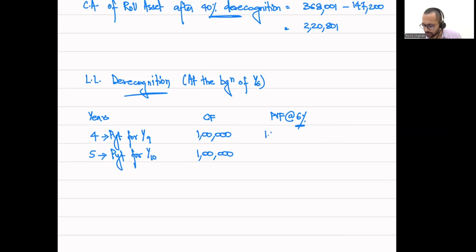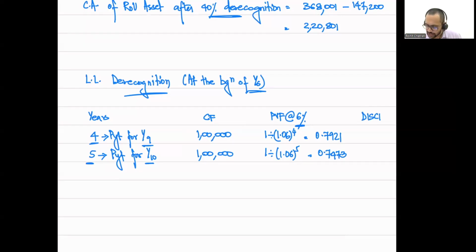This is going to be 1 divided by 1.06 to the power 4, and 1 divided by 1.06 to the power 5. That equals 0.7921, and for the last year 0.7473. I'm discounting by 4 years and 5 years because I'm standing at the beginning of year 6. So the ninth year payment is 4 years away from today, and the 10th year payment is 5 years away from today.